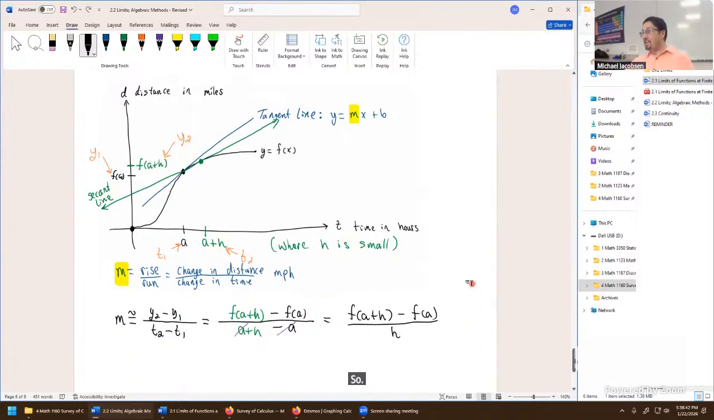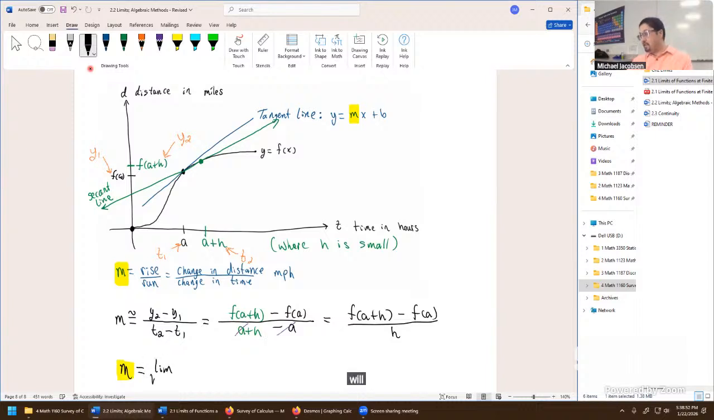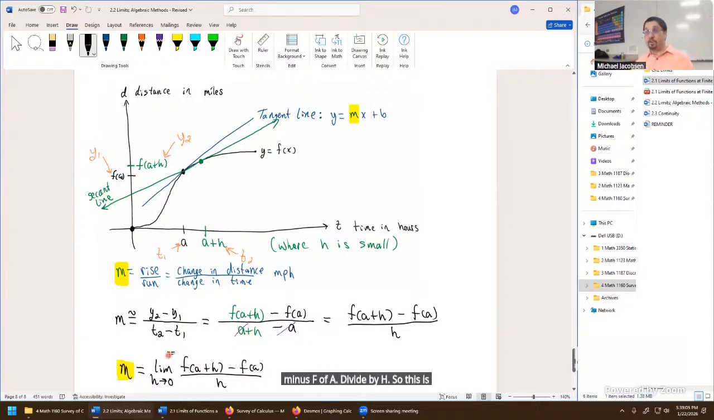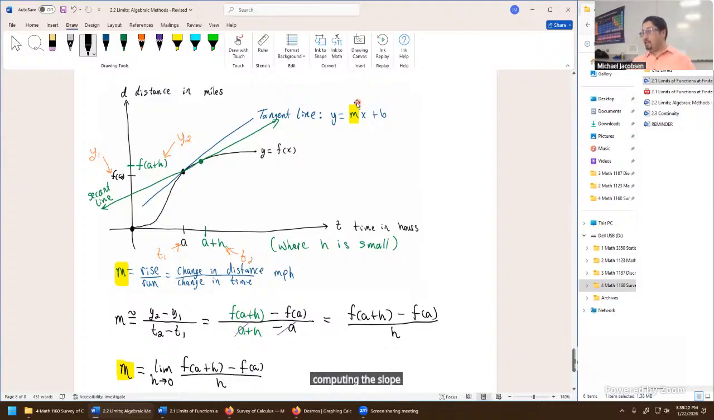So what we'll do to calculate the slope is the following. m, the slope we really want, and we want to compute this exactly, will be the limit as h itself goes to 0 of f at a plus h minus f at a, divided by h. So this is where all of our work so far in these notes connects back to the original problem we wanted to solve, computing the slope of the tangent line.